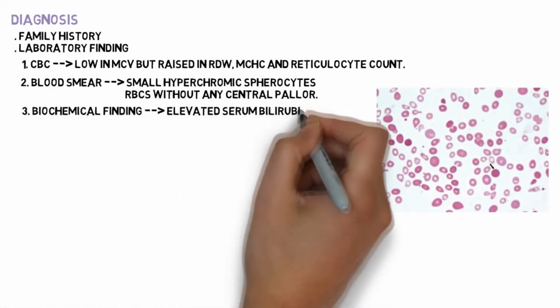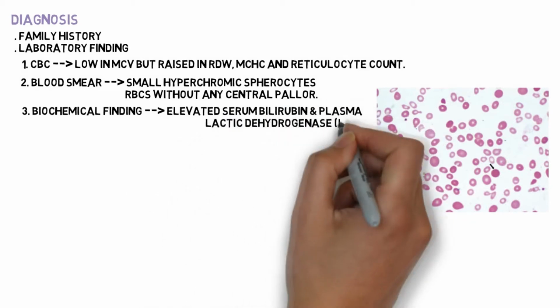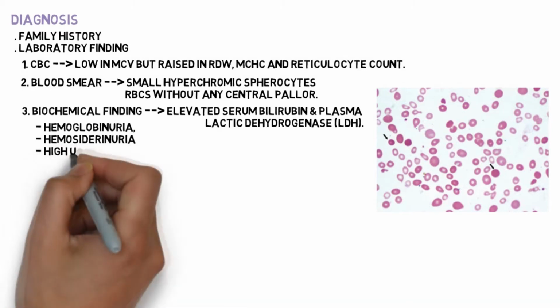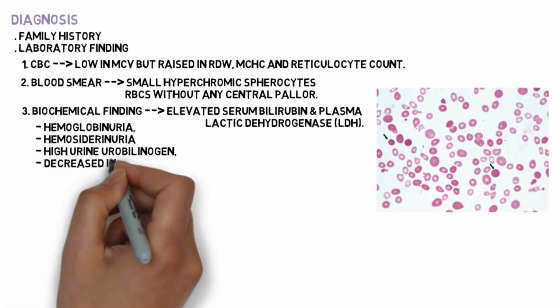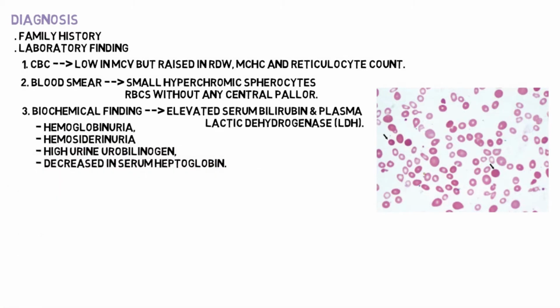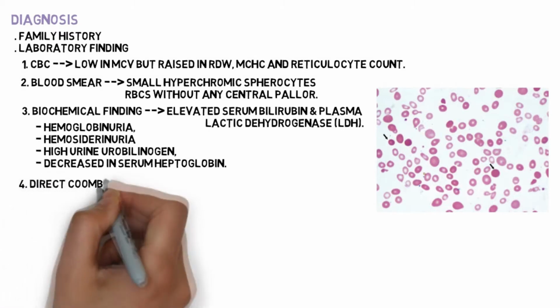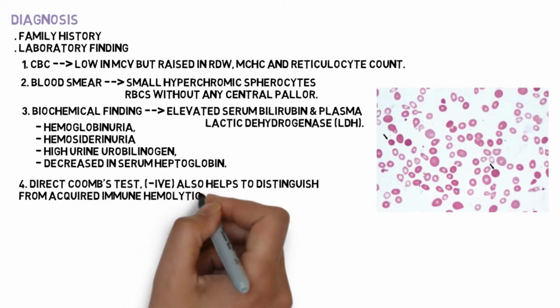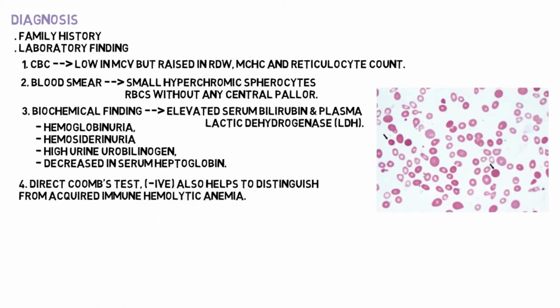Biochemical findings show elevated serum bilirubin and plasma lactate dehydrogenase along with hemoglobinuria, hemosiderinuria and high urine urobilinogen, but decreased serum haptoglobin. A negative direct Coombs test also helps to distinguish from acquired immune hemolytic anemia, where it is positive.